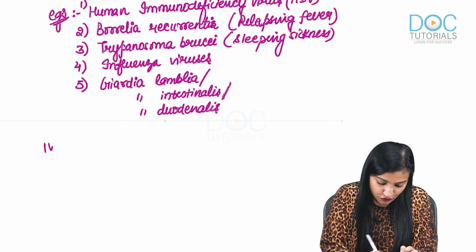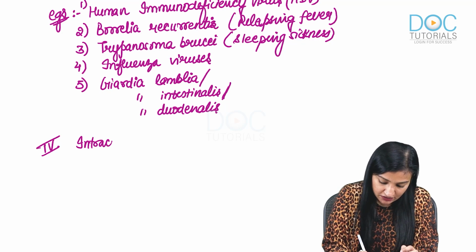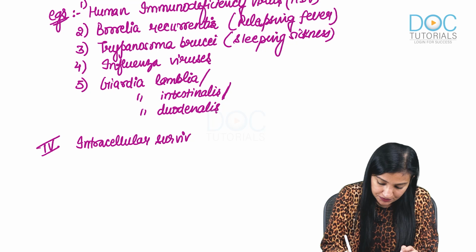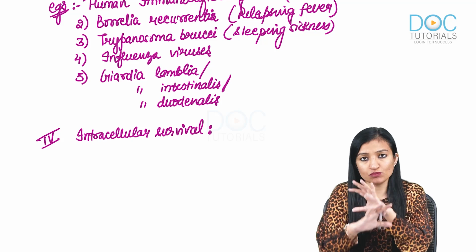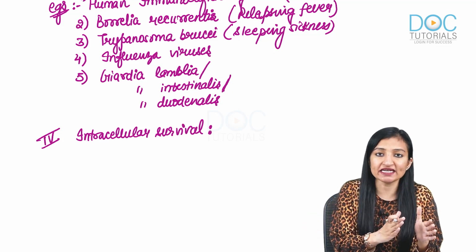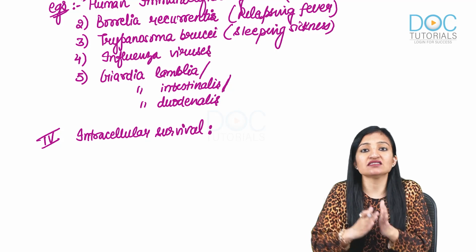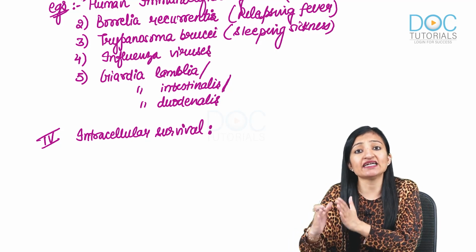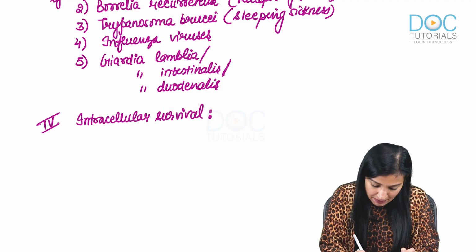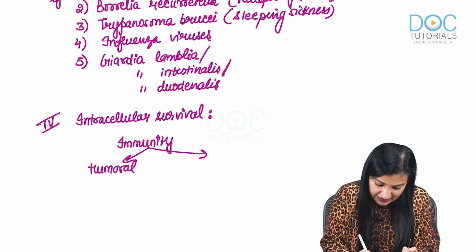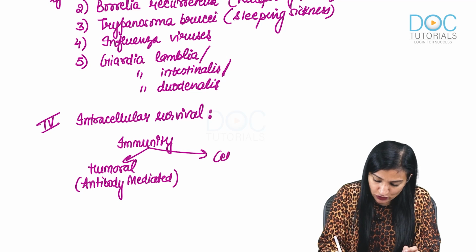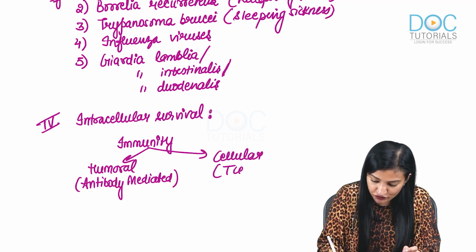Then next, fourth is intracellular survival. Now guys, in immunology we are going to understand that there are two broad types of immunity: the humoral immunity, which is mediated by antibodies, and the cellular immunity, which is mediated by T cells and macrophages. So remember, immunity could be humoral, that is antibody mediated, or it could be cellular by virtue of cells like T cells and macrophages.